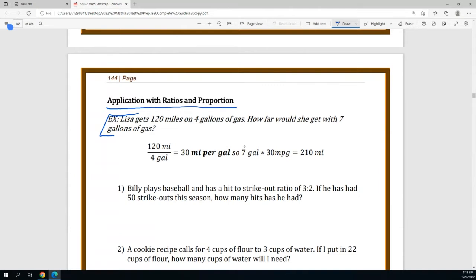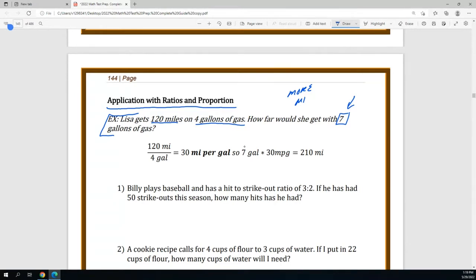Now, look at this first example here with Lisa. It says Lisa gets 120 miles on 4 gallons of gas. They want to know how far she could go with 7. So a couple of things to think about, okay? I always tell students, hey, 120 miles on 4 gallons of gas. So what do you think about 7? Do you think she's going to get more miles? Hopefully your answer will be, yeah, she's definitely going to get more because you're putting more gas in the car.